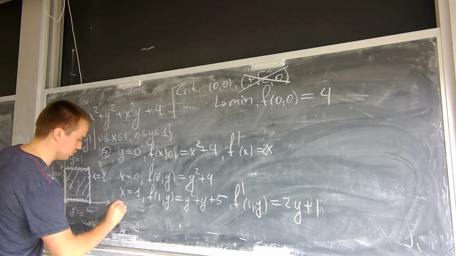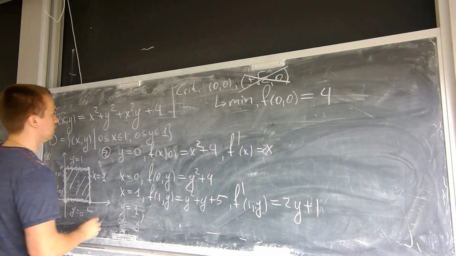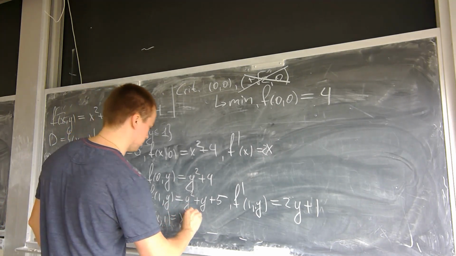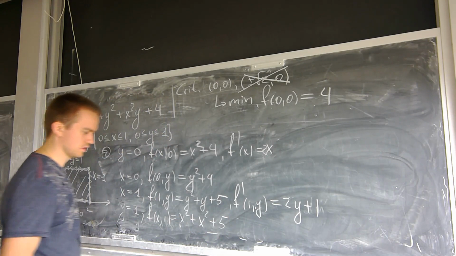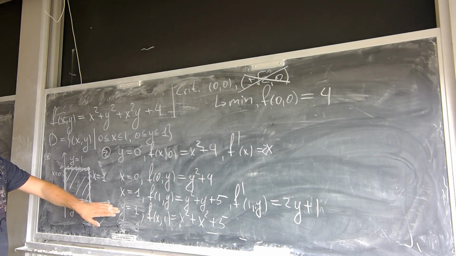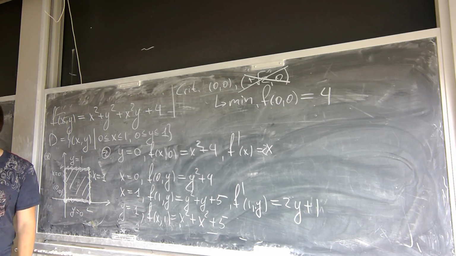And let's check y equals 1. So when y equals 1, what do I have? f of x, 1 equals x squared plus x squared plus 5. So what is my critical point? Give me a second. I plug in y equals 1. So what do you say? 0, 1?